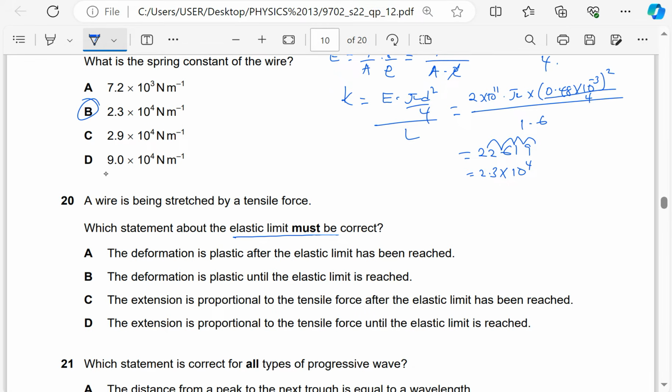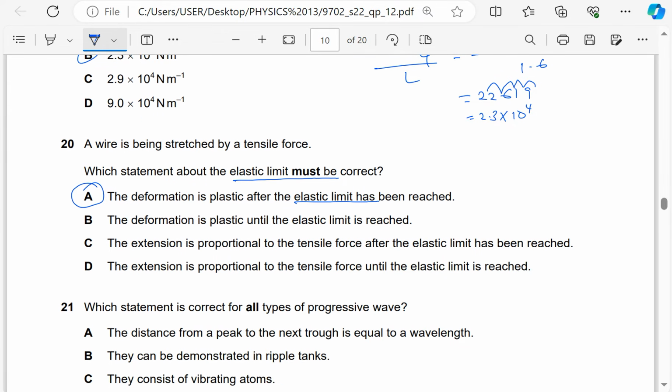The deformation is plastic after the elastic limit. Of course, as soon as I go beyond the elastic limit, deformation becomes plastic. That is very correct. I may not need to check the rest. The deformation is plastic as soon as you go beyond the elastic limit, because beyond it the material stretches and would retain its extension when you remove the load.